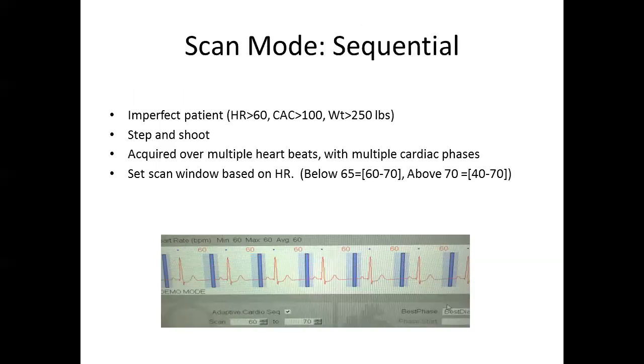This is our workhorse sequence. It's called sequential, also called step and shoot. This is what I showed you earlier: you scan a certain part of the heart, then the table moves, you scan the next part of the heart, table moves, scan the next part. You're done in like 3 or 4 heartbeats, and then you stitch it together, okay? So this is where your patient's not perfect. Either their heart rate's a little bit higher, or they have some calcium, or it's a slightly bigger patient. And there you have multiple cardiac phases.